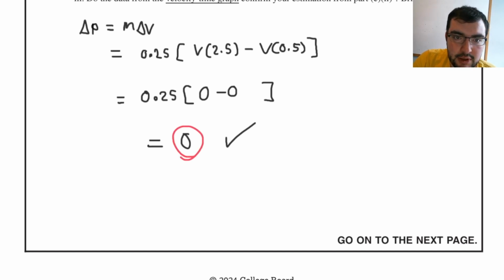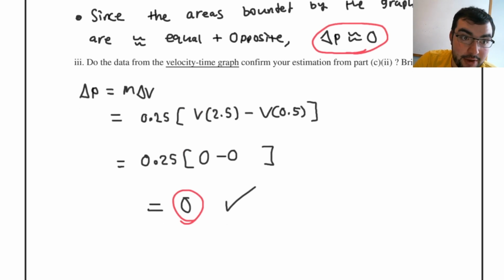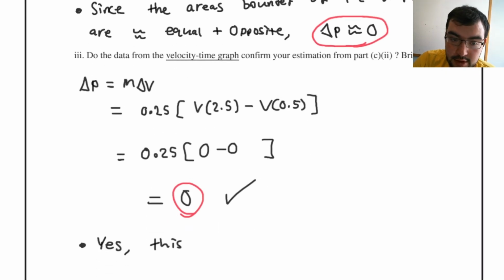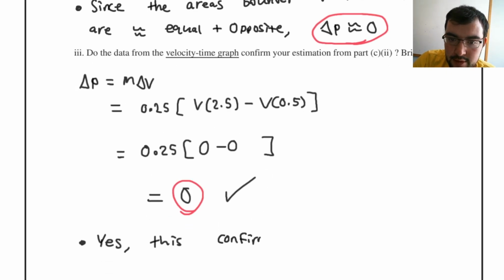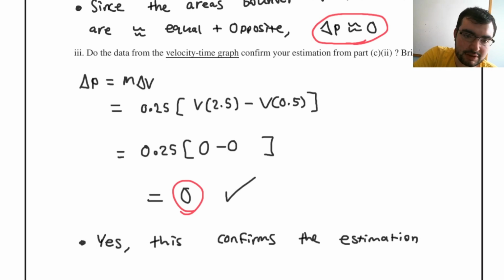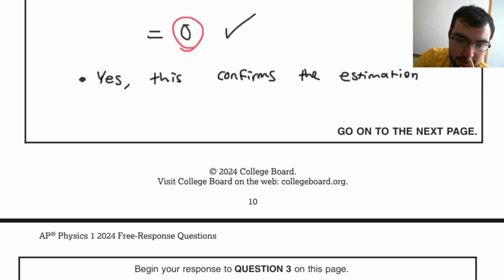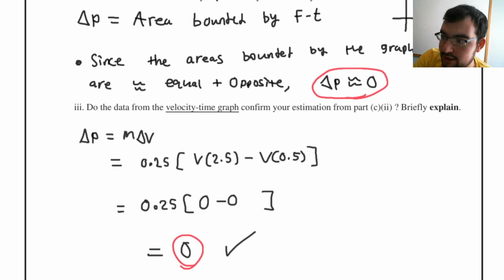So we see that we get the same answer. So does the data tell us, does it agree? Yes. This confirms the estimation. Some sort of semblance of the word yes. Again, this math is proof enough. Briefly explain, I mean, delta v is 0, so impulse is 0. If you mathematically did it, it's proof enough. Okay, and that's it. So let's do the point breakdown now.